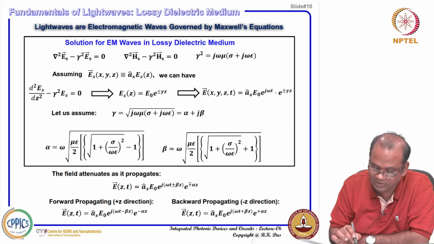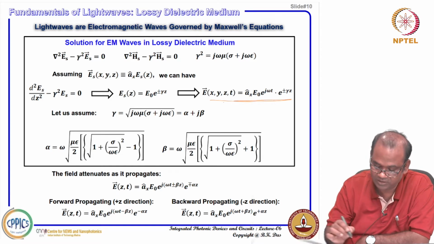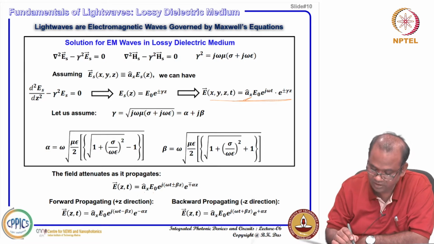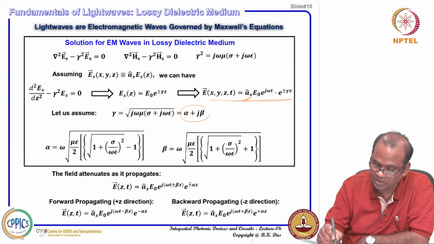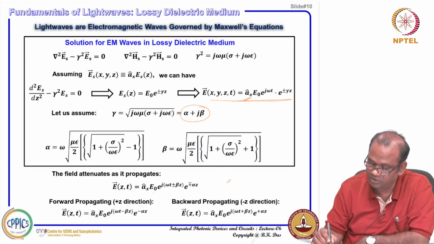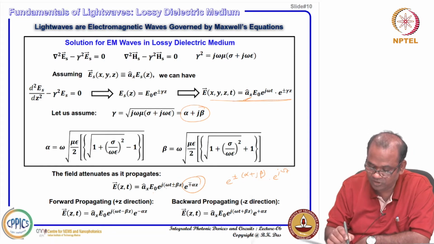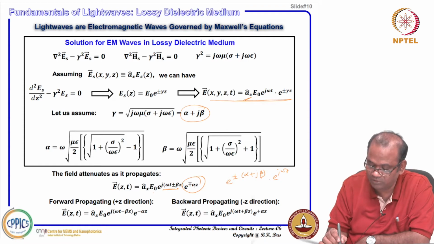The field attenuates as it propagates. How is that? Now I have the electric field, and I am writing the z dependent part: E naught in the x direction, e to the power j omega t plus minus beta z, minus plus alpha z. So, writing gamma as alpha plus j beta, you get e to the power plus minus alpha z into e to the power j omega t plus minus j beta z. The alpha z part I am putting outside, because the remaining part is like a phase, e to the power j omega t plus minus beta z, and alpha is a real value.